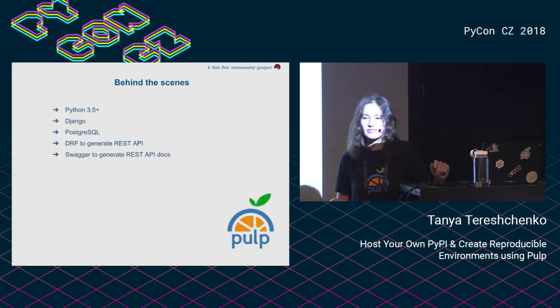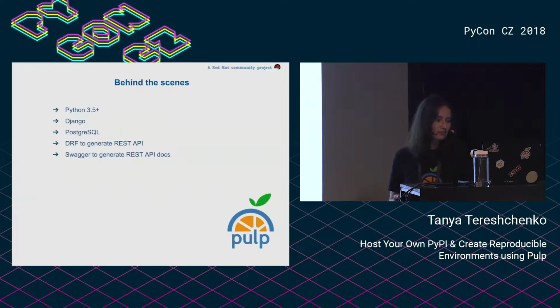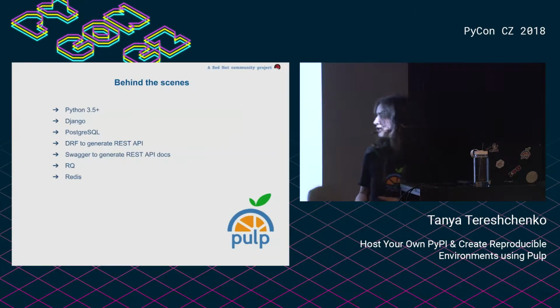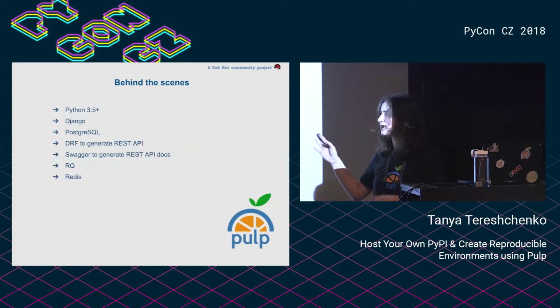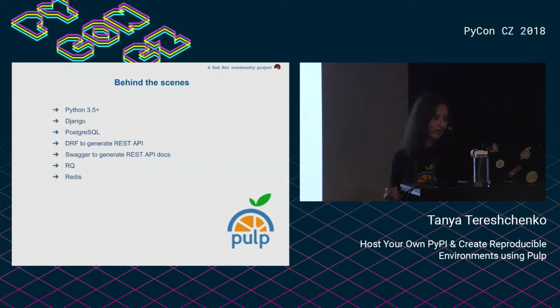We use Django REST framework to generate our REST API. We use Swagger for auto-generated docs. It's really great that with every install, you can have auto-generated docs for the REST API, which are always up to date and relevant to your version. And we use RQ, Redis queue, for queuing jobs so they can be processed in the background with workers. And of course, Redis as a backend for that. I won't go deeply there. If you're interested in how we do it on this level, we can talk in the hall.